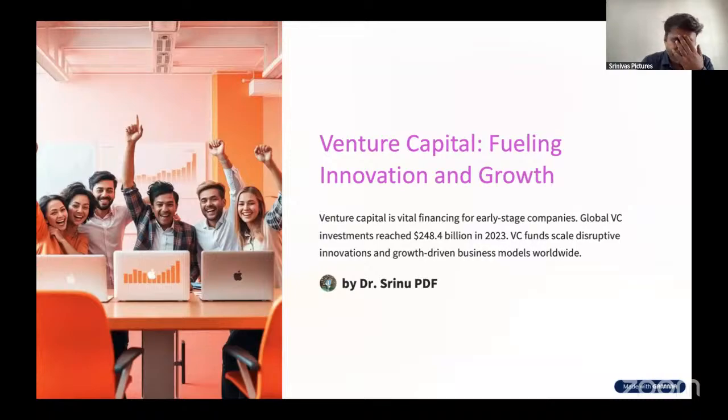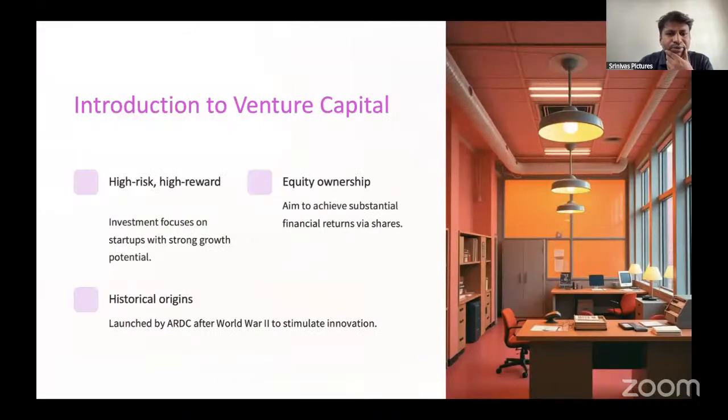Nowadays venture capital is very popular. Globally, it reached 248.4 billion up to 2023. These venture capital funds scale disruptive innovations and growth-driven business models. So, what is the meaning of venture capital? Venture capital is an investment which is invested in high risk and high reward projects. That is called venture capital.